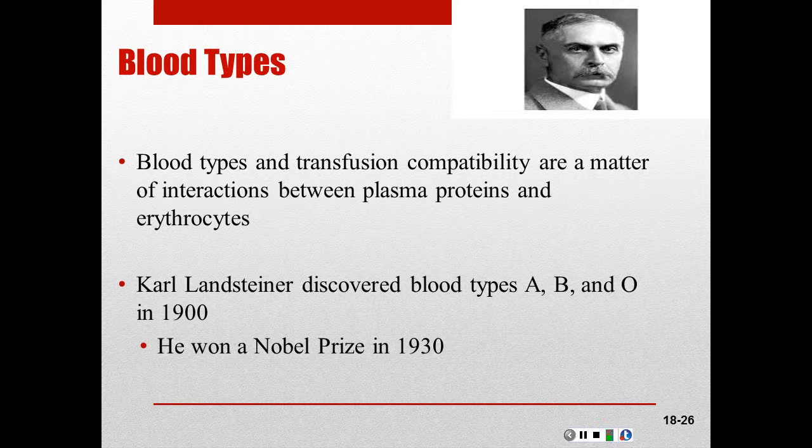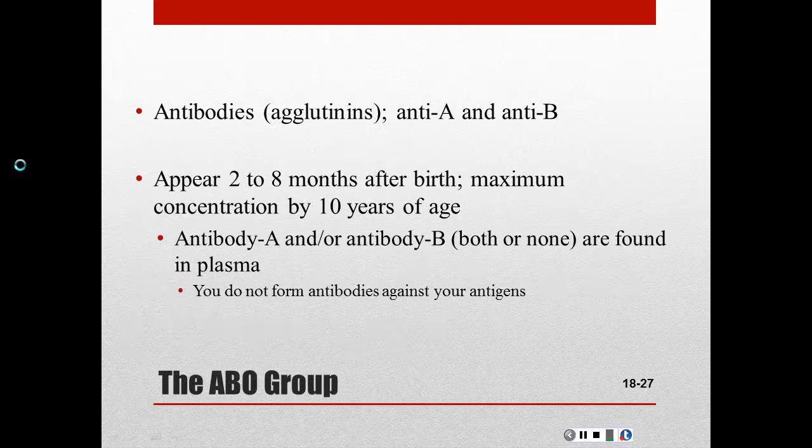Our other person here is Karl Landsteiner. He discovered blood types A, B, and O back in 1900, and he won the Nobel Prize in 1930. Now the type AB was discovered a lot later. Now, blood types are based on interactions between antigens and antibodies.